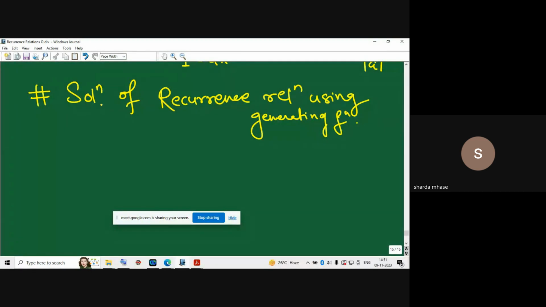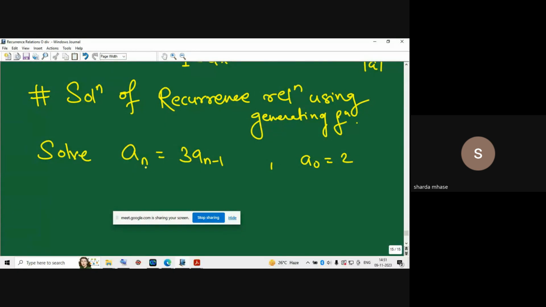So how to find the solution of a recurrence relation using a generating function. Suppose we have the recurrence relation a_n = 3 times a_{n-1}, and suppose I give the initial condition a_0 as 2. So it's clear that this is valid for n equal to 1 onwards.